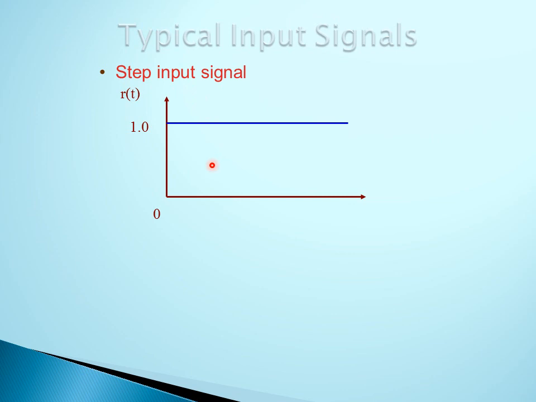The step signal is a signal whose value changes from 0 to a at t equal to 0, and the remaining values are constant. So when t is equal to 0, after that it has some constant value, for t greater than or equal to 0. These are the unit step signal. For t greater than 0, it has a value of 1; otherwise it has a 0 value. That is a step input.